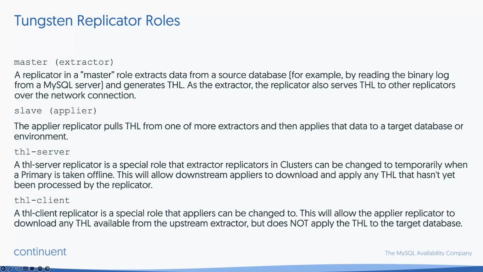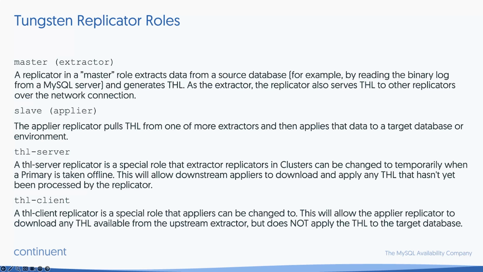Typically, in a cluster, you would only ever see the replicator as either the extractor or the applier. However, other states can be useful in some situations. The extractor, or master, is the role the replicator runs on the primary and is responsible for extracting transactions and generating the THL log files. The applier, or slave, pulls the THL across the network and converts the THL into SQL statements, which are then applied to the target database via JDBC.